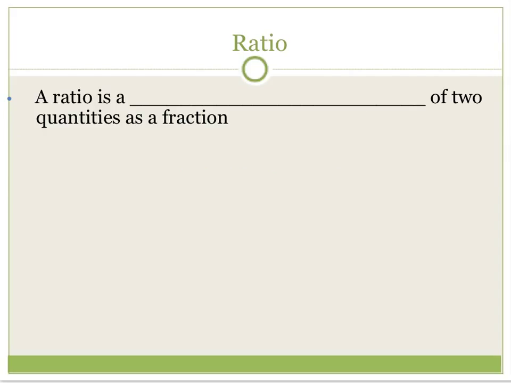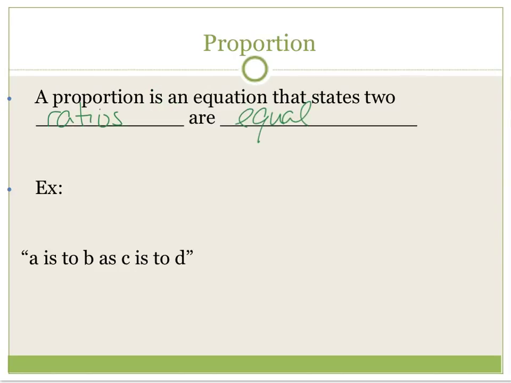A ratio is a comparison of two quantities as a fraction. A proportion is an equation that states that two ratios are equal. For example, A is to B as C is to D.